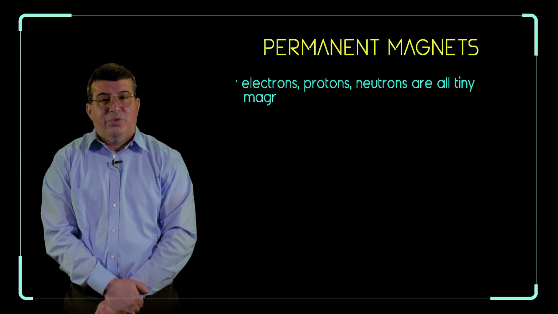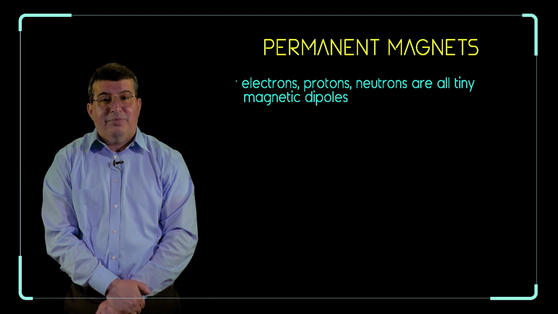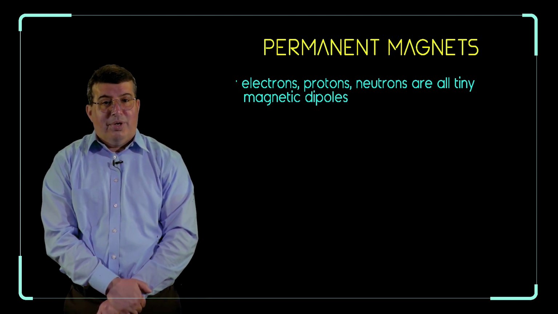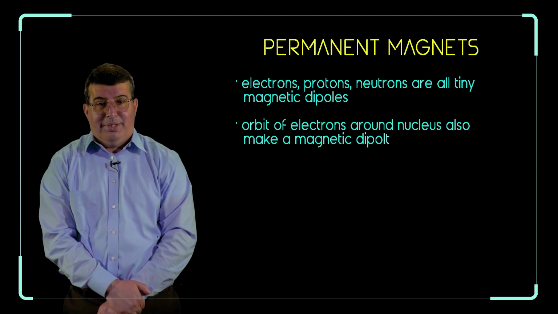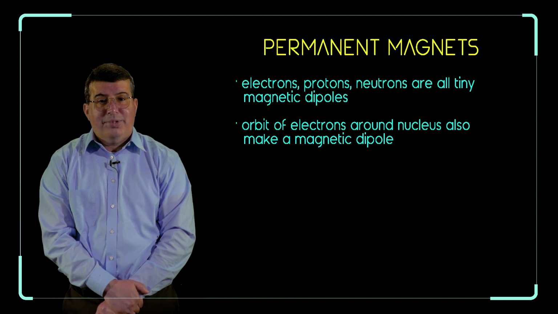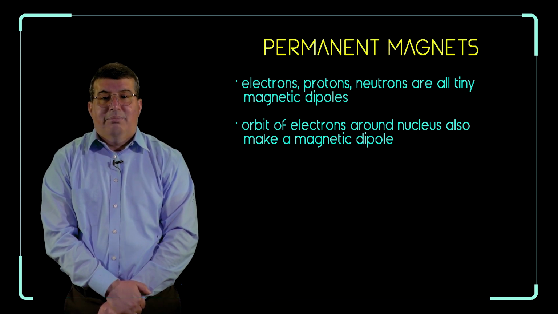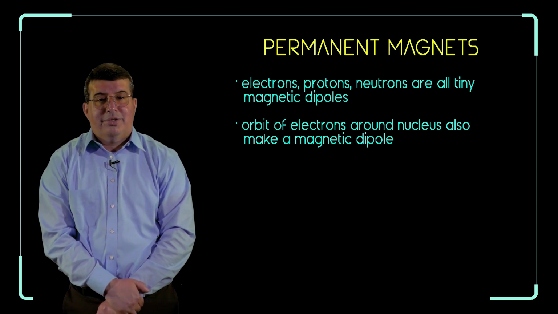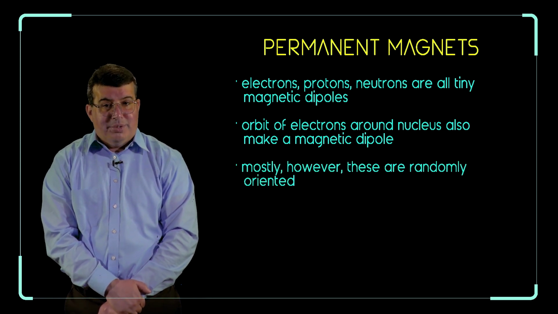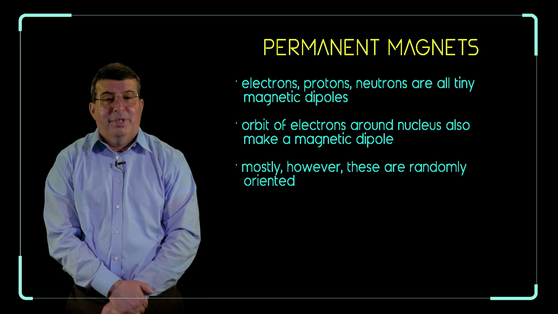Electrons, protons, and neutrons are all, by themselves, tiny magnetic dipoles. The electrons orbit around the nucleus. That also makes a magnetic dipole. So atoms themselves are all tiny magnets. Mostly, however, these tiny magnets are randomly oriented so that the magnetic fields from these magnets cancel each other out.